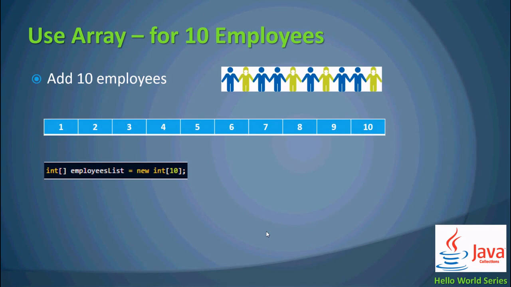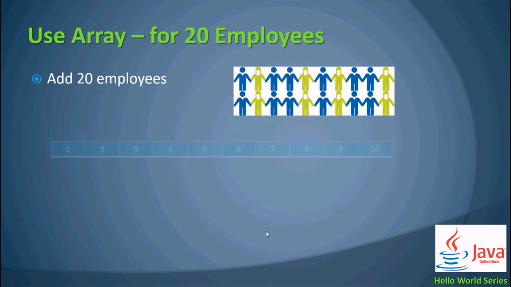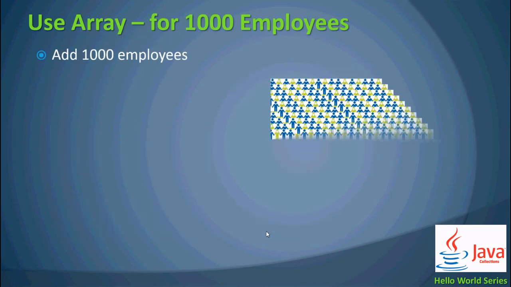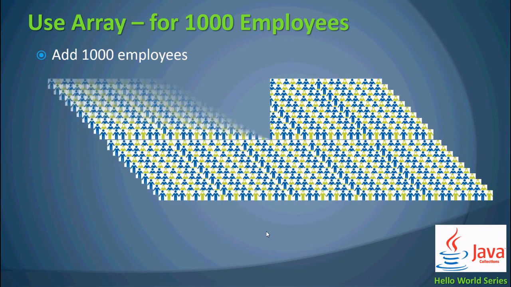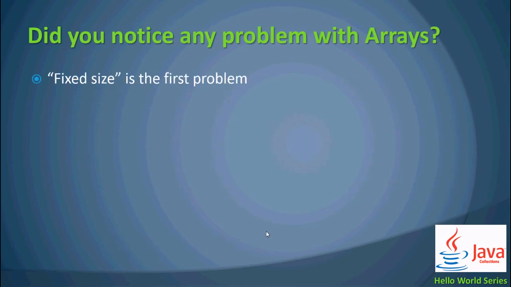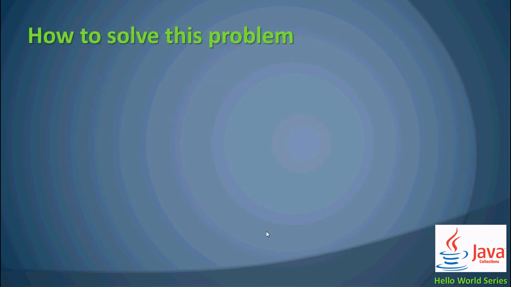Another requirement could be that I want to add 20 employees. Then the simple solution is to have an array of size 20. If I want 1000 employees, you can again extend our array implementation to a size of 1000. But do you see a problem here? Every time you extend the size, you have to modify the declaration of the array, which is a problem. So by this point we know that fixed size is the first problem when you go with arrays. How can you solve that?